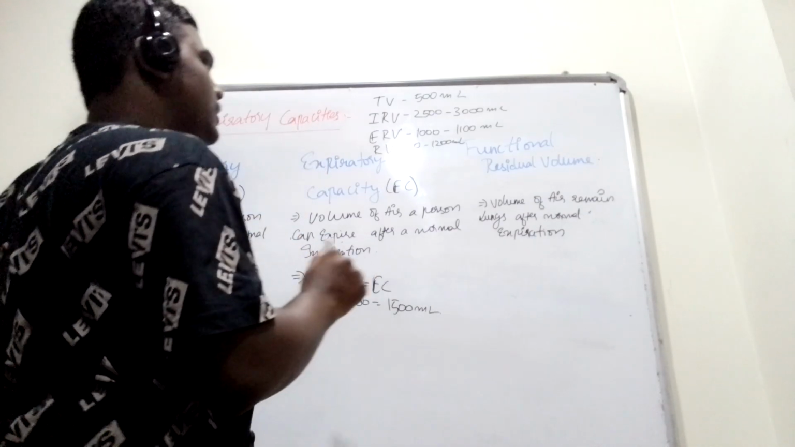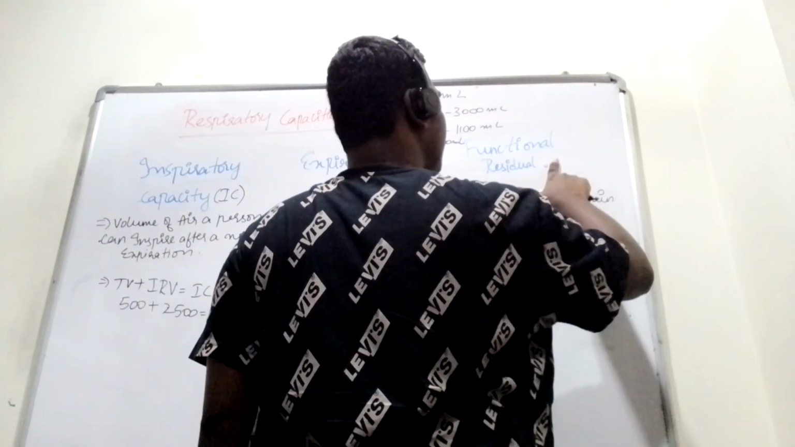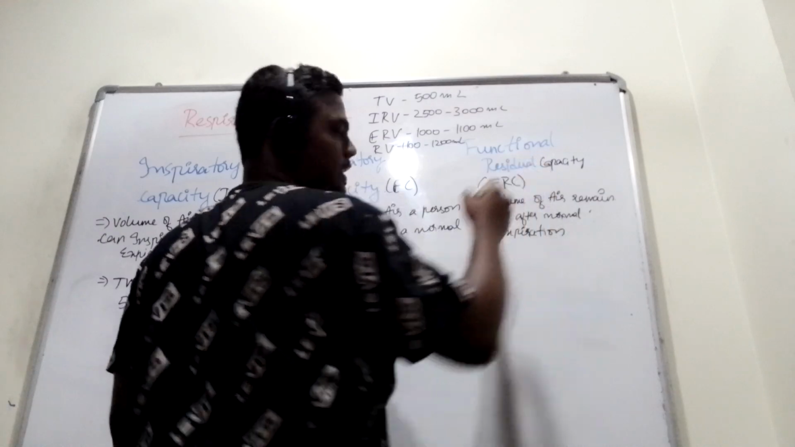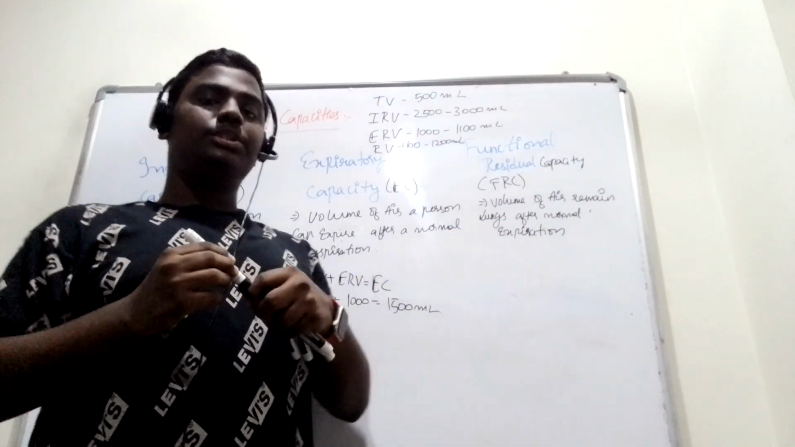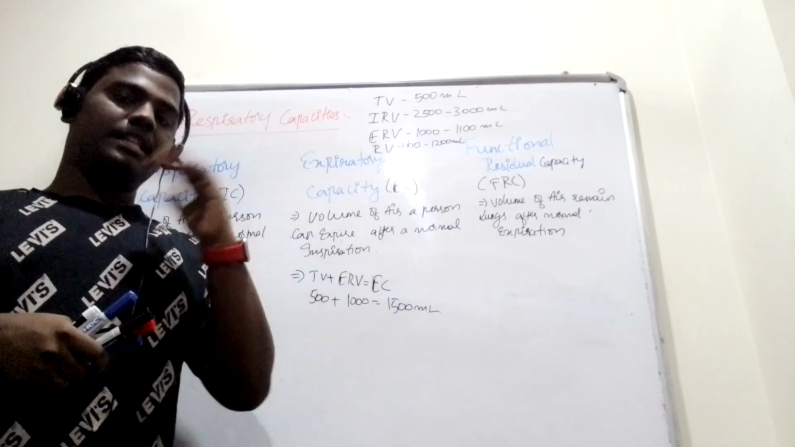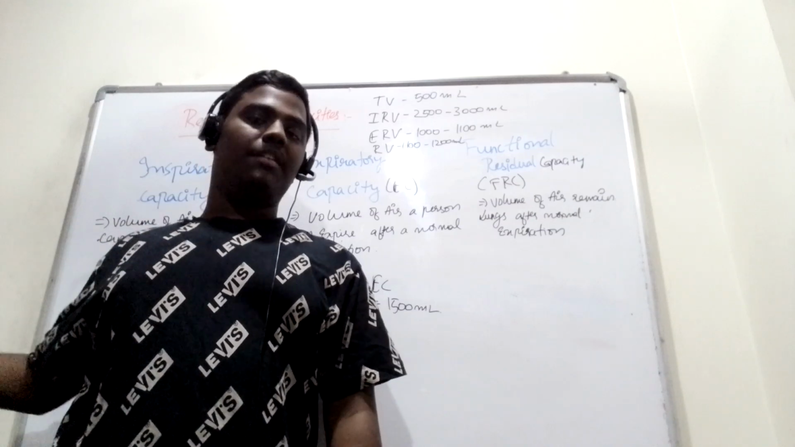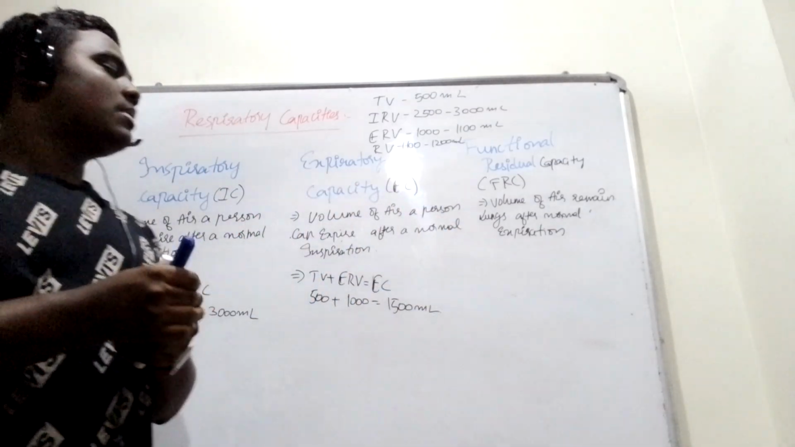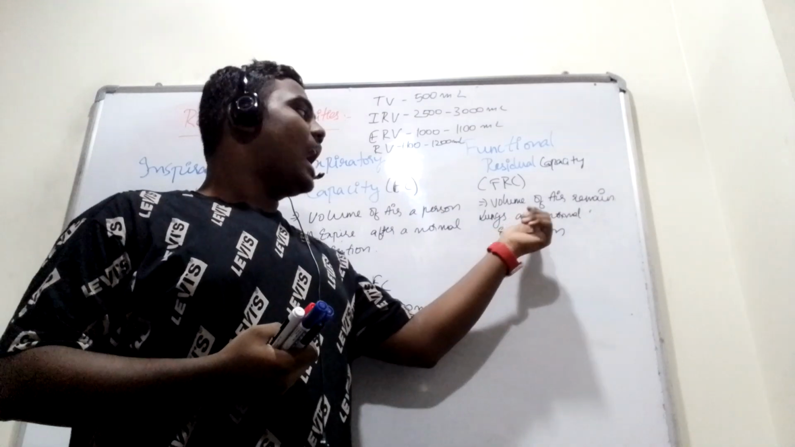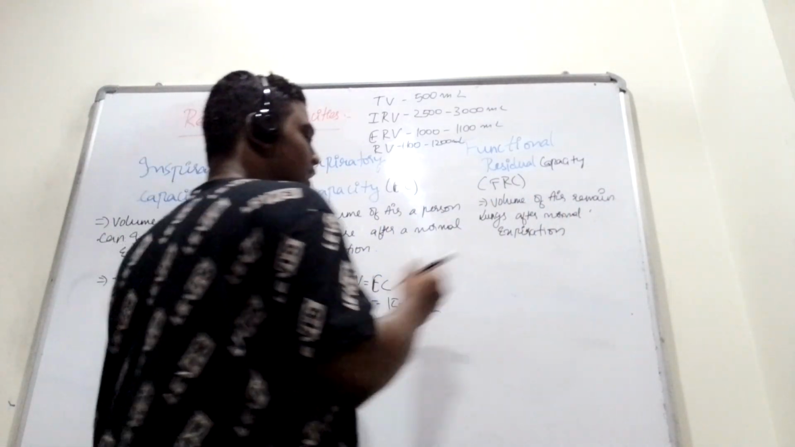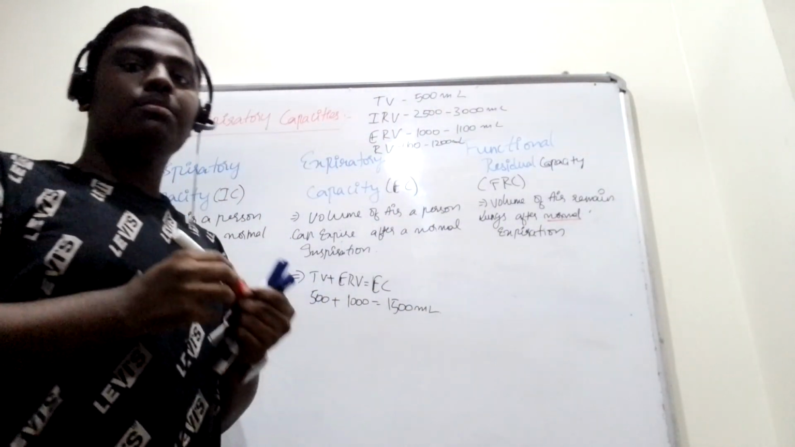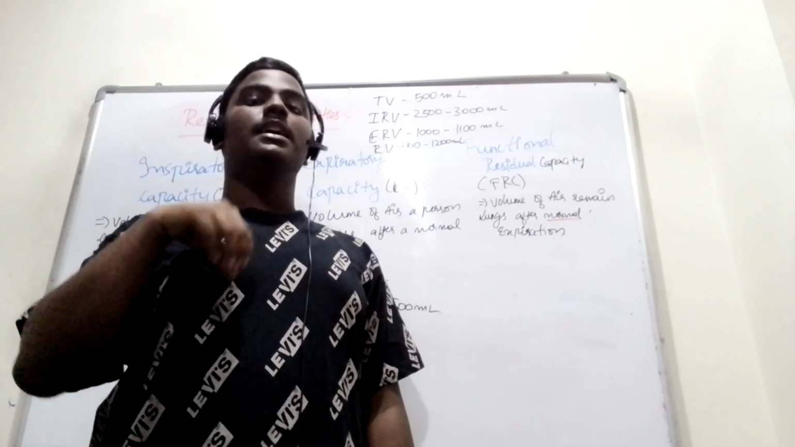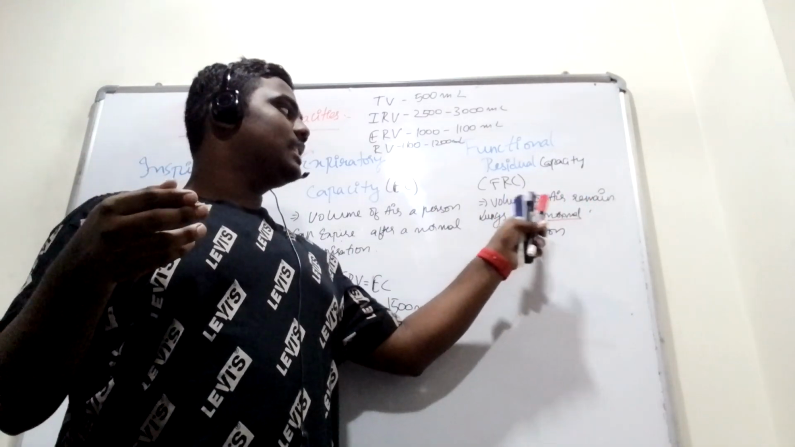Next, coming to FRC, functional residual capacity. Now residual volume, what we have learned, is the amount of air that is left over in the lungs even after forceful expiration. Now what is this functional residual capacity? It is the volume of air remaining in the lungs after normal expiration. This is the key term. After forceful expiration, the volume of air remaining in the lungs is the residual volume.